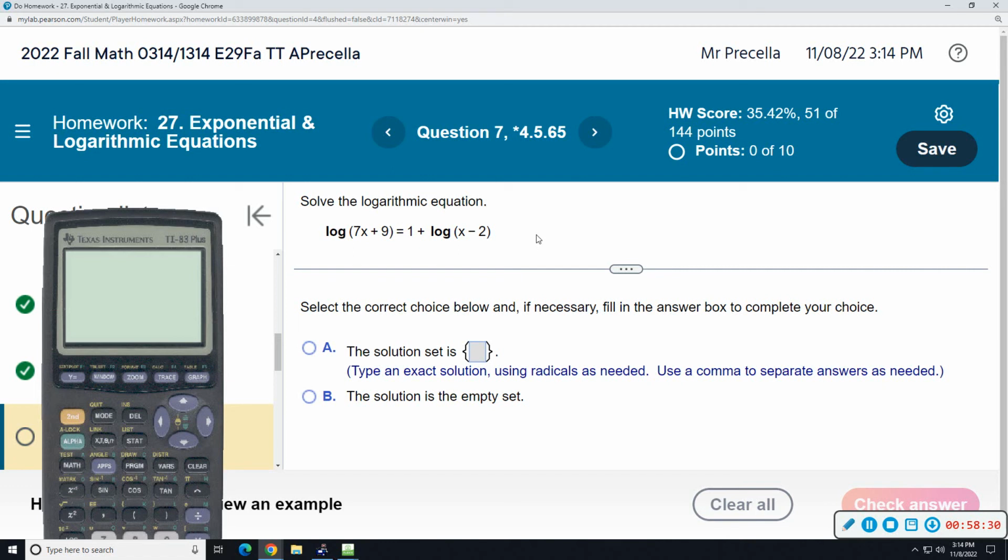Log 7x plus 9 equals 1 plus log x minus 2.